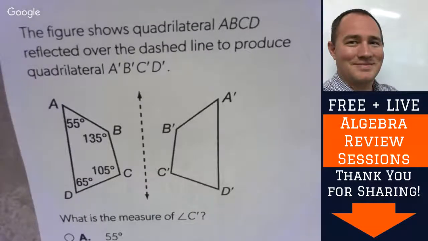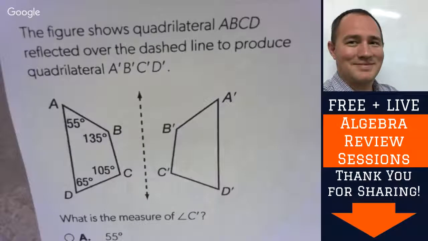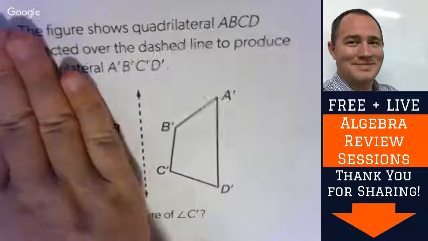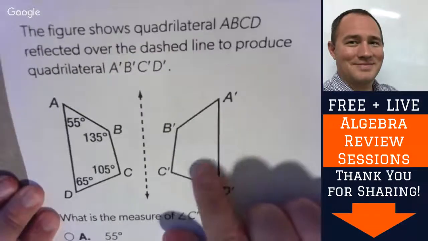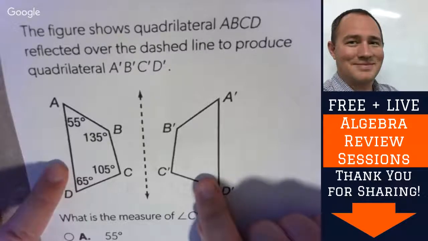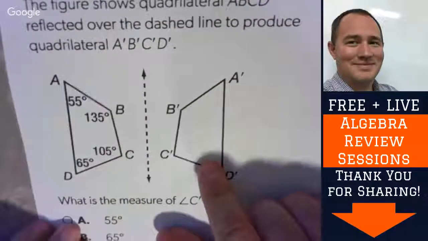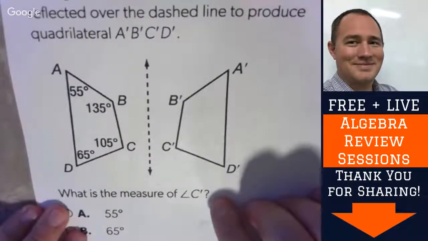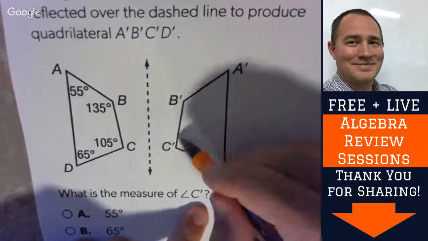All right, so the figure shows a quadrilateral, a four-sided shape is a quadrilateral, A, B, C, D, and it's reflected over the dashed line. Okay, so if we started with A, B, C, D, and we reflected it over this dashed line like so, we would have this image. This is the pre-image, this is the image on the right. And it's asking us to make that reflection to create A'B'C'D', and it's asking ultimately what is the measure of C prime. So they're asking, what is this in degrees?